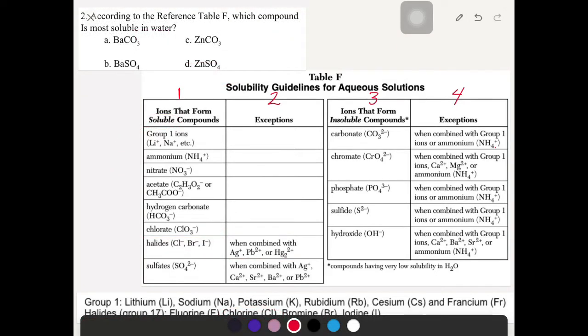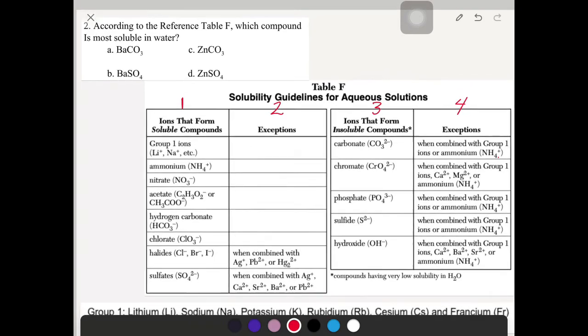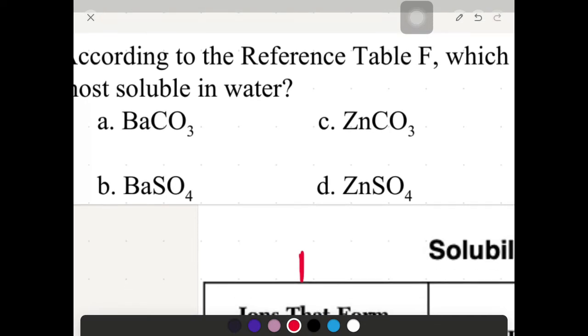So this question is asking us which compound is most soluble in water. For now, we're not going to worry about how soluble something is, whether it's really soluble or kind of soluble or not soluble. For right now, we're just looking at, is it soluble? Is it not soluble? So let's look at these. We have barium carbonate, zinc carbonate, barium sulfate, zinc sulfate. So we're going to look for the things that they have in common, right? Carbonate and sulfate, and we'll try to find those on the table.